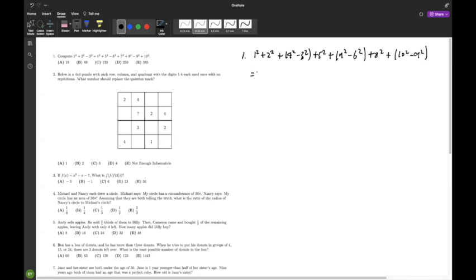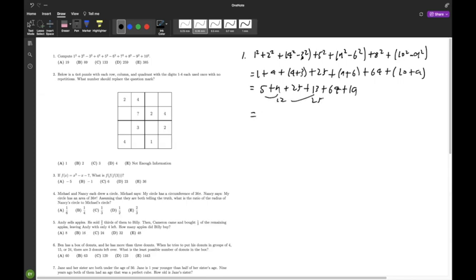This is equal to 1 plus 4 plus 4 plus 3 plus 25 plus 7 plus 6 plus 64 plus 10 plus 9. So we get 5 plus 7 plus 25 plus 13 plus 64 plus 19. Let's calculate this. We get 12 here, 25 here, and 50 here. When we add them, we get 83, so we have 133. And our answer is indeed C.